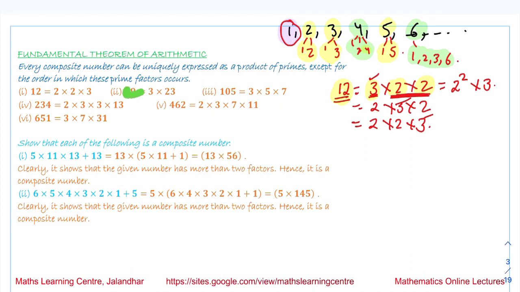Similarly, 69 is the product of 2 prime numbers, 3 and 23. 105 we can write as 3, 5 and 7.